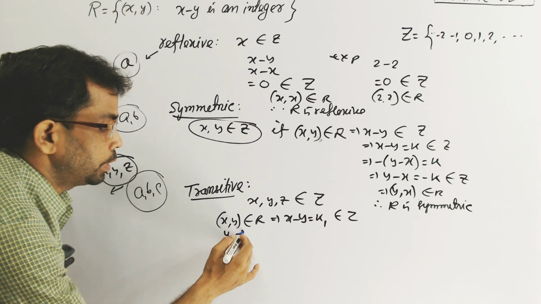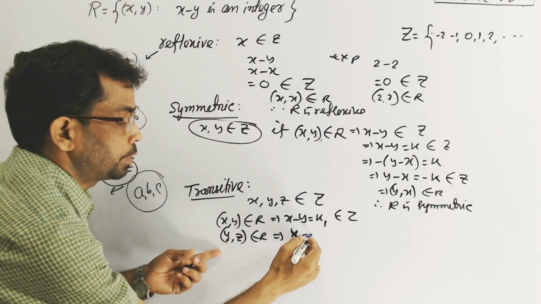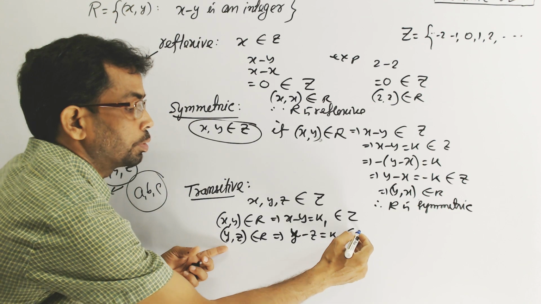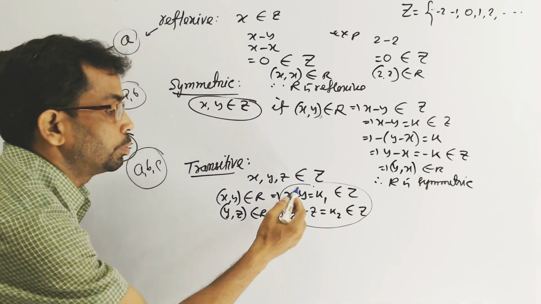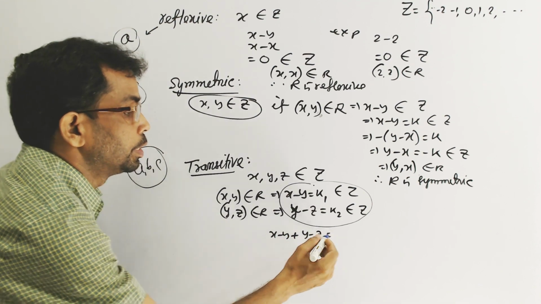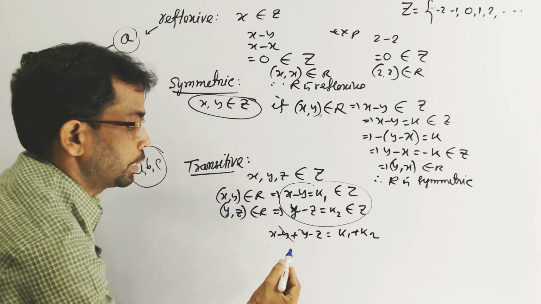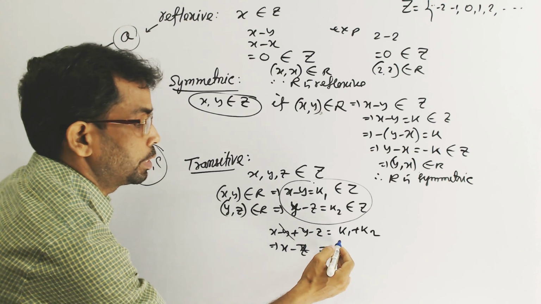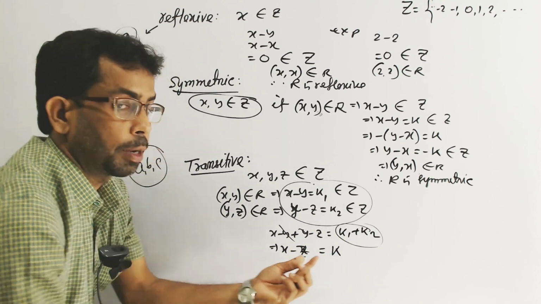If (y, z) is in the relation, then their difference y minus z must be another integer, say k2 belongs to Z. Then if we add these two equations, x minus y plus y minus z is equal to k1 plus k2. Then y is getting cancelled, and we are getting the difference of x and z. The difference of x and z is k1 plus k2, that means the sum of two integers.